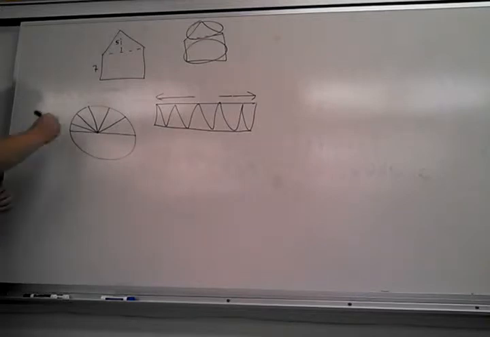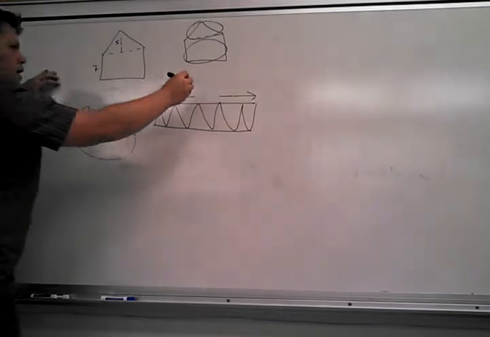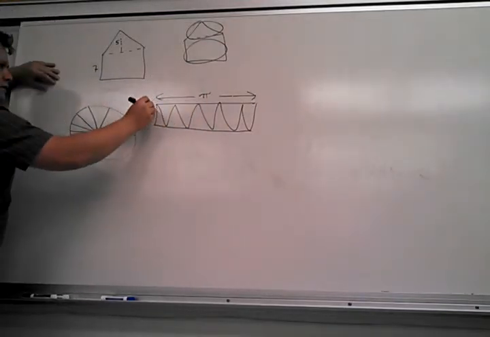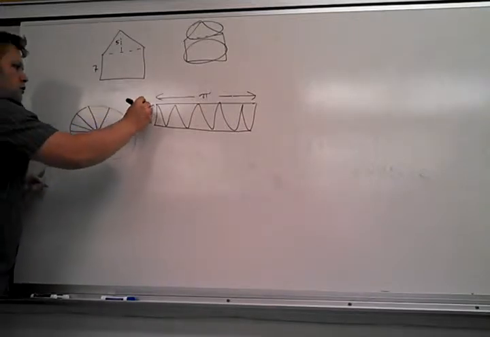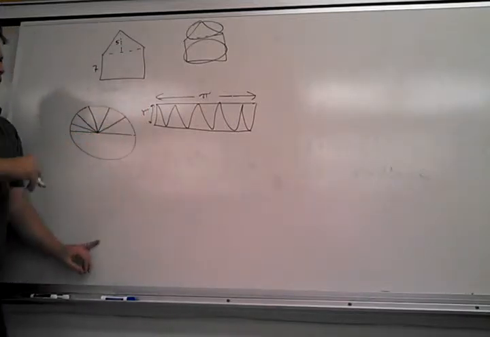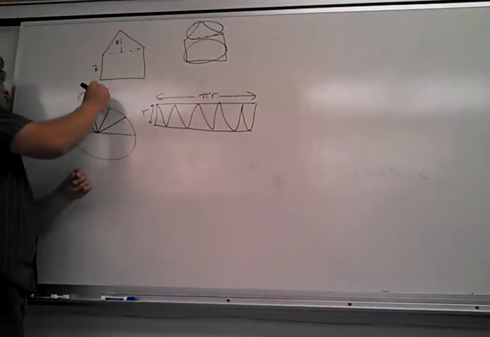Close? All the way around is 2 pi. I took this and opened it up, right? So it's pi. And what's this, especially if I make a lot of triangles, what's that going to become? Radius. So then, of course, what happened here, Jeff? Pi r. Circumference is 2 pi r.